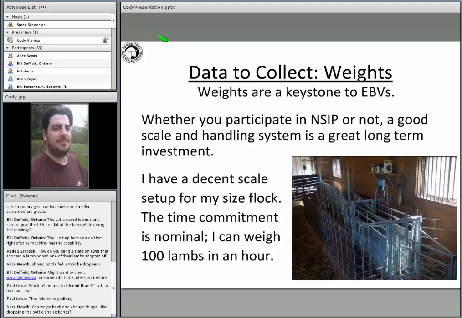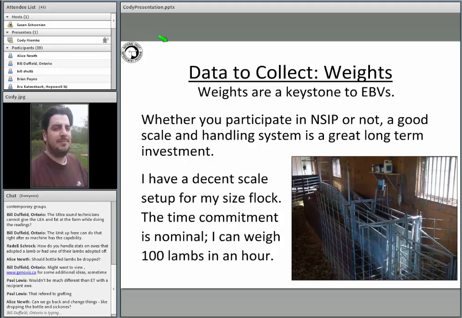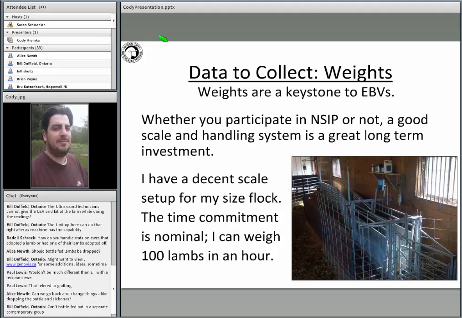Regardless of whether you're on NSIP or not, a good scale and handling system is a great long-term investment. I'm pretty sure most everybody listening to this knows that. As mentioned, I've got a smaller flock. I'll drop anywhere from 70 to 100 lambs in a year. And the last couple of times I weighed, I was making sure that I was tracking because I knew I had this presentation coming, and I can weigh 100 lambs in an hour. So the time investment isn't that much.